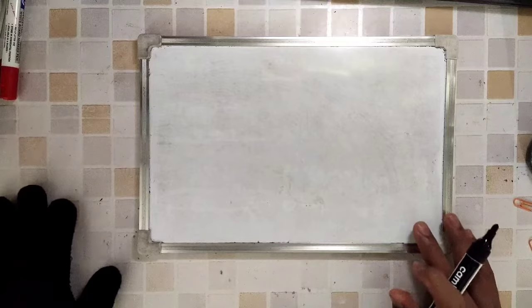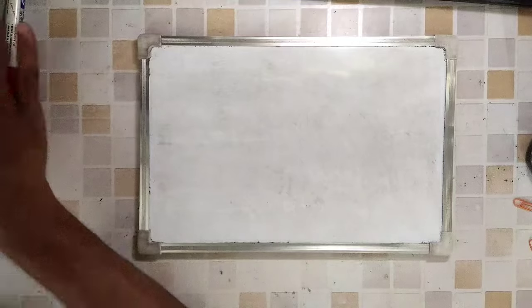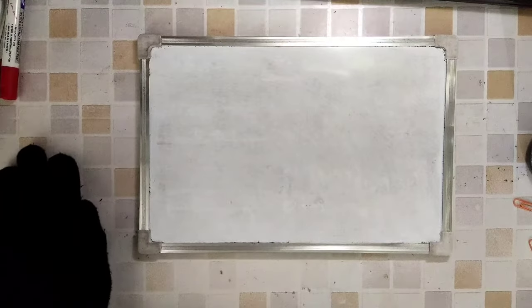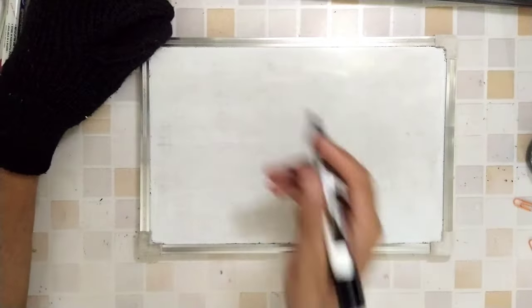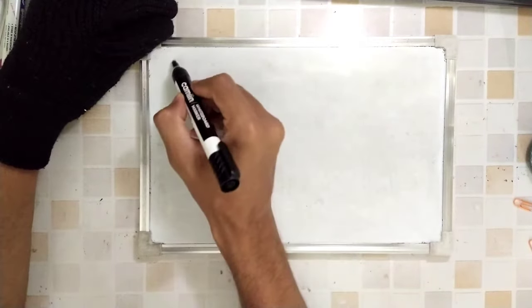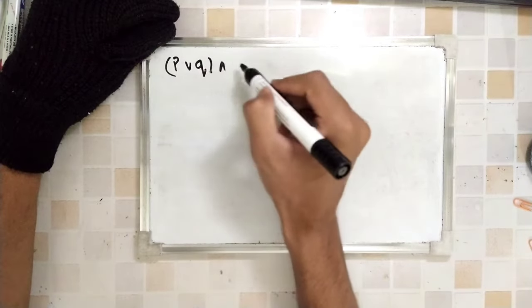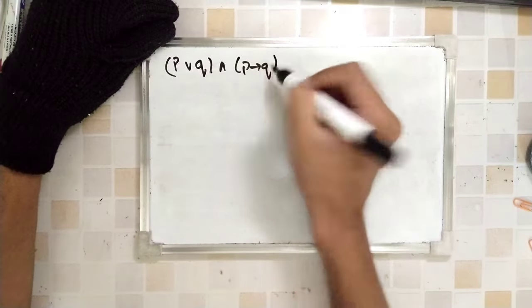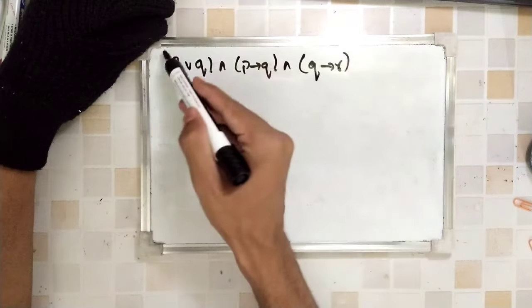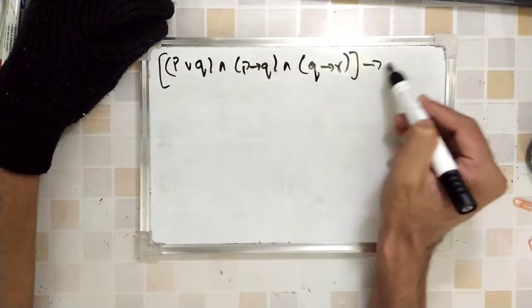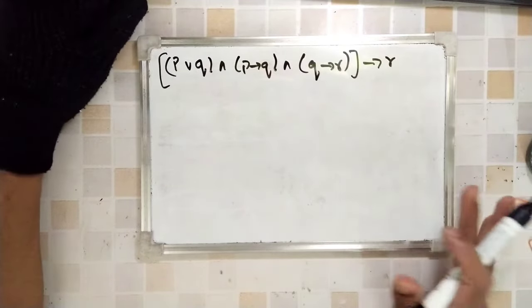So let us see some problems on tautology and contradiction. Let me also tell you, solve a problem. Sometimes they usually ask in examination like they'll give a question: P or Q, and P implies Q, and Q implies R, and this whole thing implies R. They'll ask what is the truth value of this whole thing.